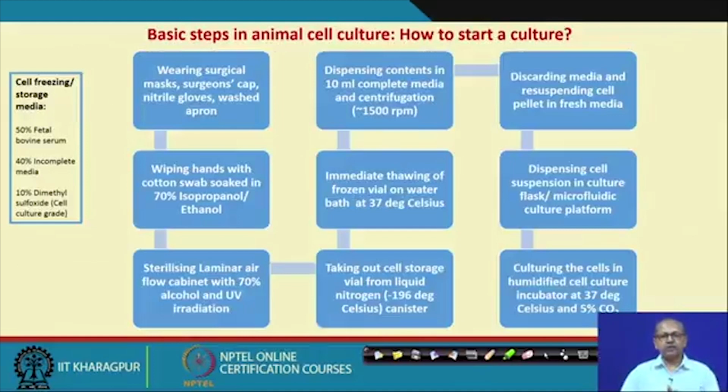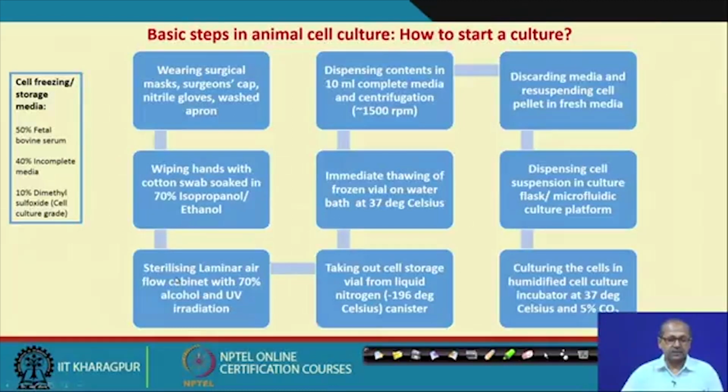So, the basic steps of how you culture animal cells in a normal laboratory situation. Normally, cells are stored in a liquid nitrogen container, and the storage media is 5% fetal bovine serum, 40% complete media containing 10% DMSO. And we have to take all the precautions. Before doing the cell culture, you have to wear surgical masks, surgeon's caps, nitrile gloves and washed aprons. Then wipe your hands with cotton swabs soaked with 70% isopropanol or ethanol.